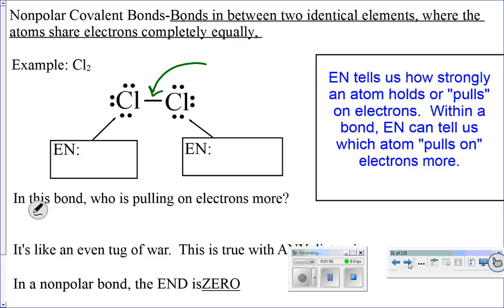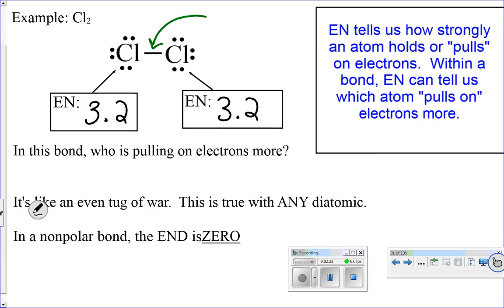Nonpolar covalent bonds are a completely even sharing of electrons. These bonds occur between two identical atoms of the same element. So the atoms are sharing electrons completely evenly. If we look at Cl2, for example, each of these chlorines has an electronegativity of 3.2. And electronegativity is telling how strongly these two chlorines are pulling on electrons. Neither one of those atoms pulls on electrons more.